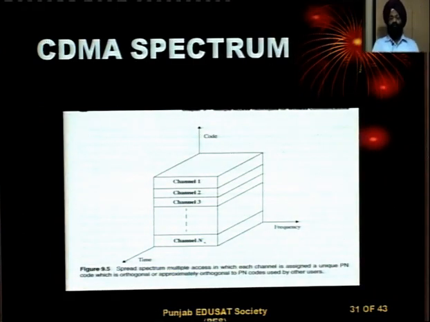Here is how the CDMA spectrum is shown in this diagram. On the x axis there is frequency, the y axis is code, and the z axis is time. So we are seeing that the whole spectrum for the whole time is being used by n number of channels using a three-dimensional technique, and a finite amount of spectrum is given by coding of the data or coding of the channel, so that there is no interference between each other.